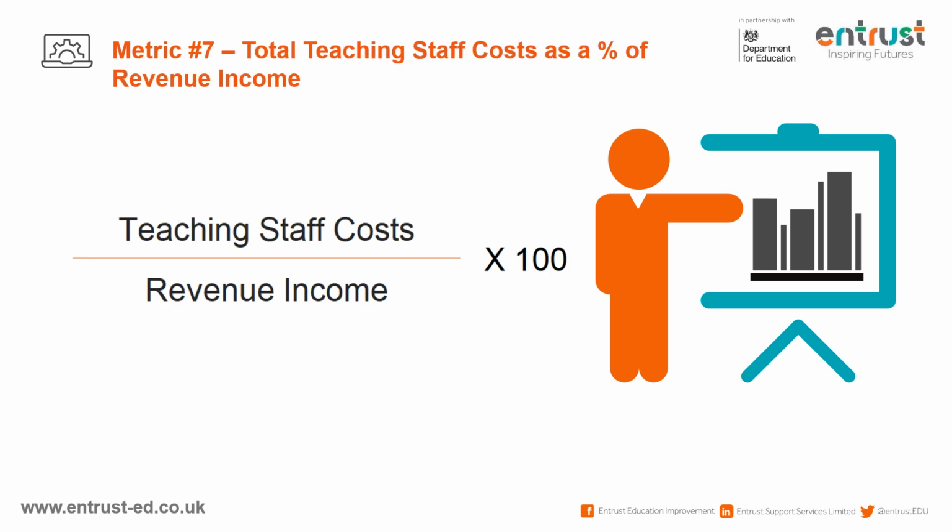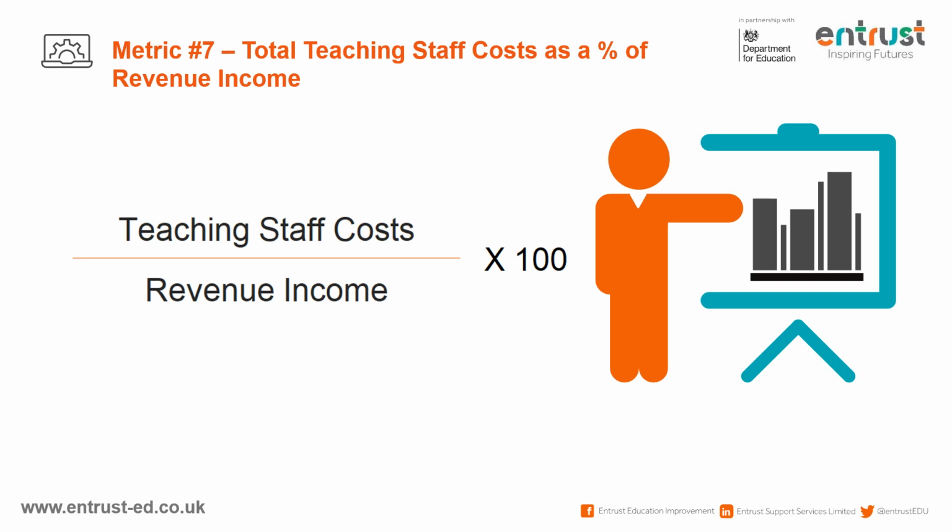Next, we are going to look at total teaching staff costs as a percentage of revenue income. To calculate this, we take the total teaching staff costs and divide this by revenue income and multiply by 100 to give a percentage. Total teaching staff costs and total revenue income for each school can be sought from the school's financial benchmarking website, and this means that we can complete this calculation for our comparator schools to see how we compare.